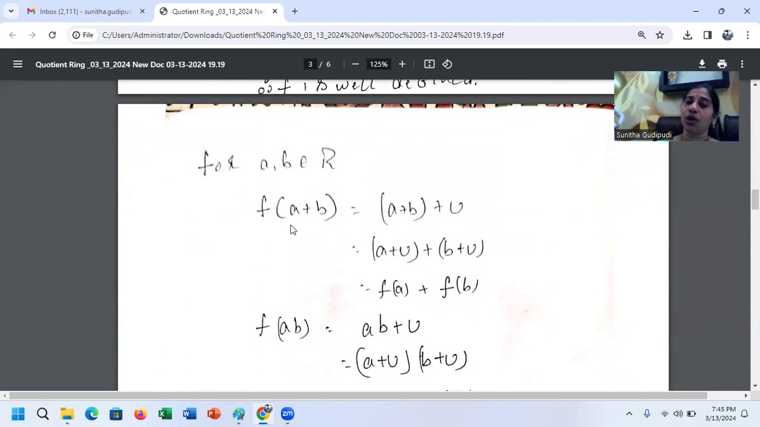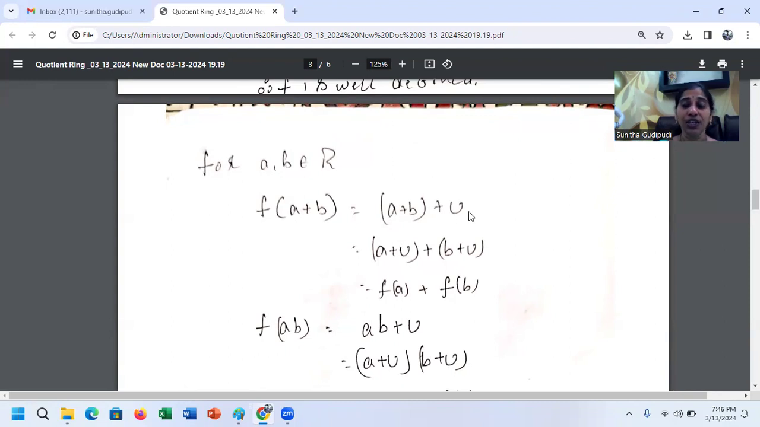Now let us check what is f of a plus b. What is the image of the sum of the elements? But what is it by definition? How are we defining our f? Every element is mapped to its corresponding coset. So this element a plus b will be mapped to its corresponding coset, that is a plus b plus U.